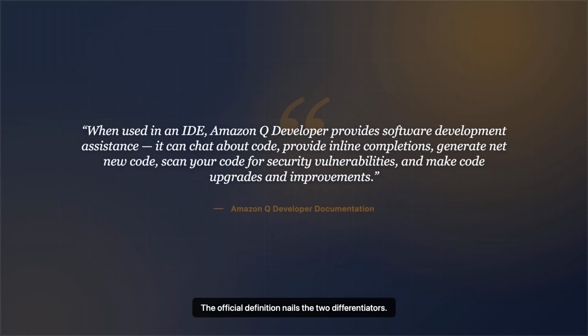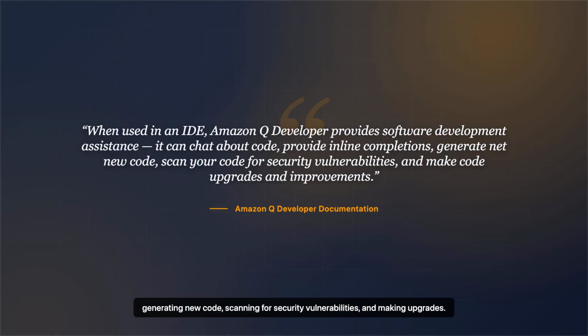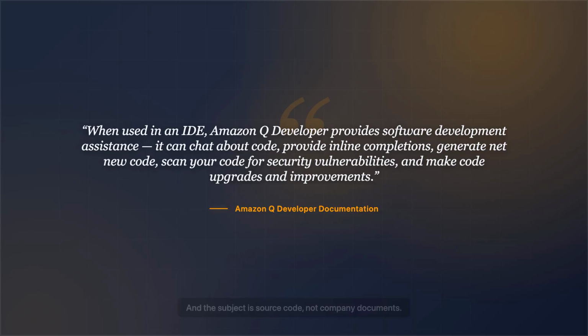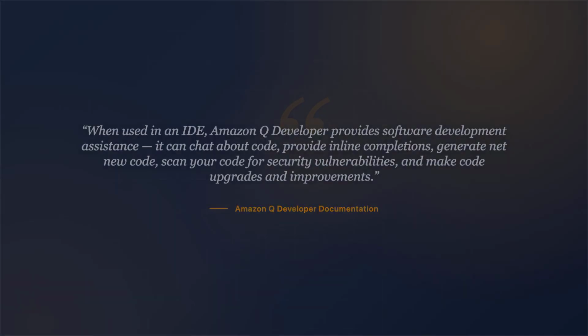The official definition nails the two differentiators. When used in an editor, Q Developer provides software development assistance, chatting about code, giving inline completions, generating new code, scanning for security vulnerabilities, and making upgrades. Read that against the Q Business definition, and the split is obvious. The surface is the editor, not a web chat, and the subject is source code, not company documents. Hold on to those two words, editor and code. They're how you separate the two Q products under exam pressure.